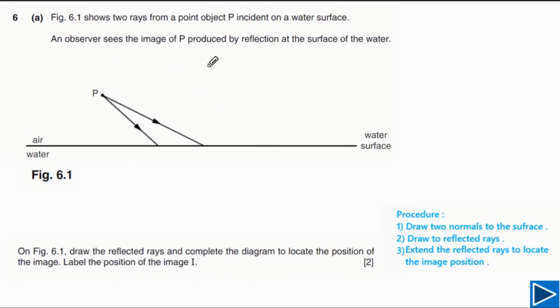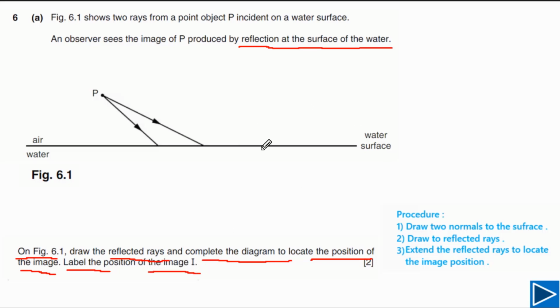Our first question is about reflection. It is also given very clearly in this question: reflection at the surface of the water. For this question on figure 6.1, we need to draw the reflected rays and complete the diagram to locate the position of the image. We also need to label the position of the image using letter I.